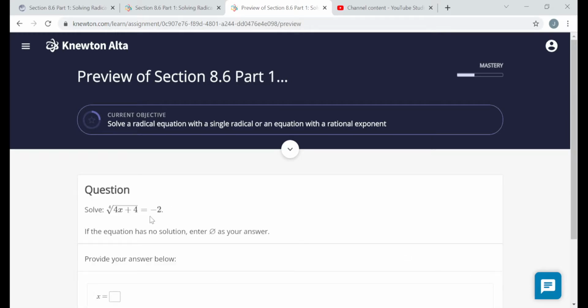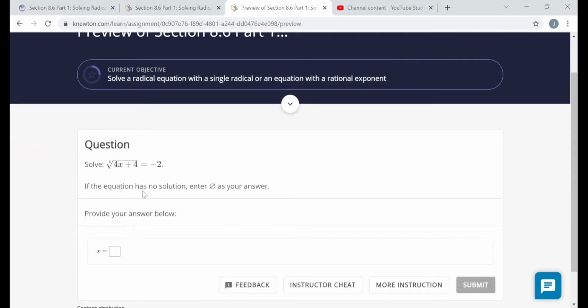Okay, here's a radical, right? Now, if they were writing it with a fraction exponent, you would have 4x plus 4 all to the 1/4 power, right, for the fourth root here. Now I'm going to tell you right now that this has no solution. I'll write it out and show you.